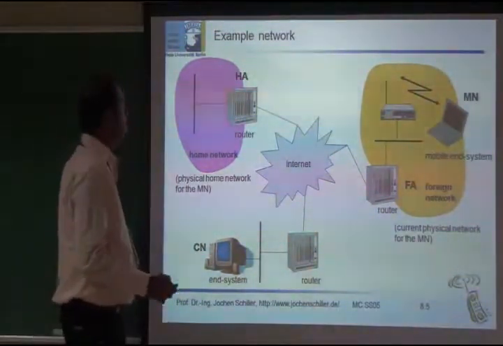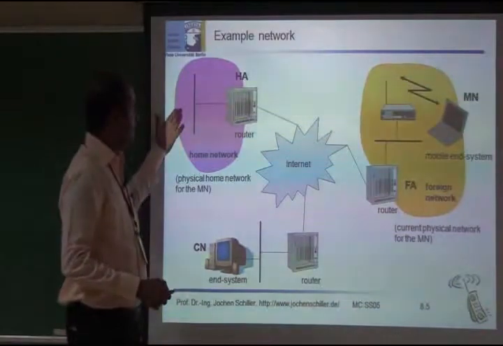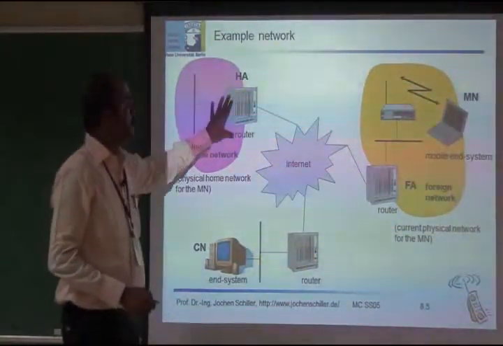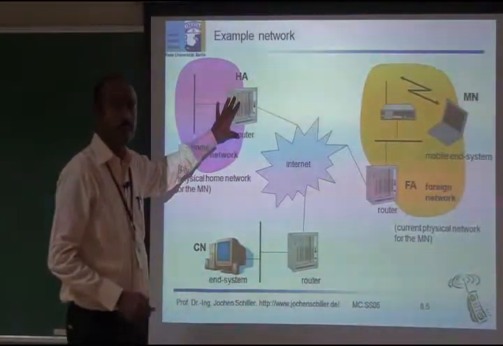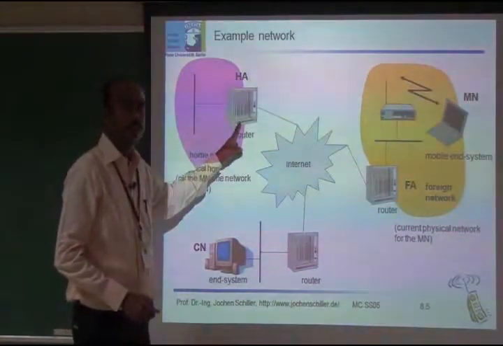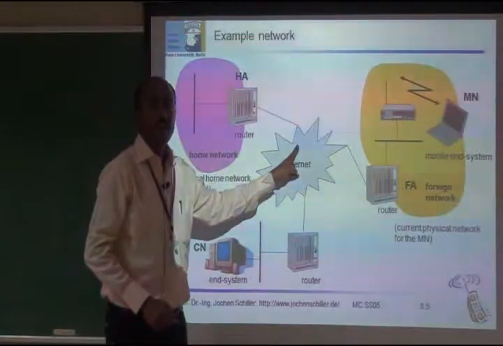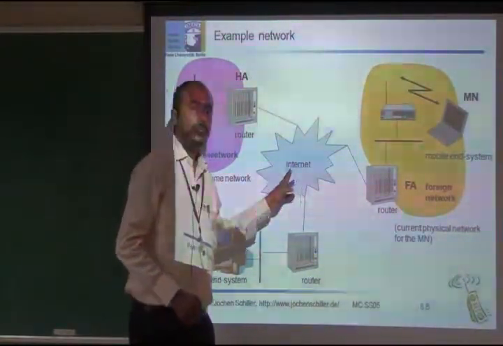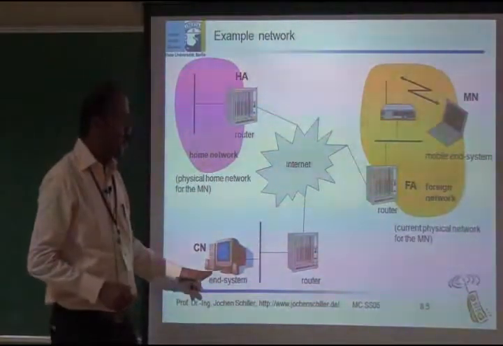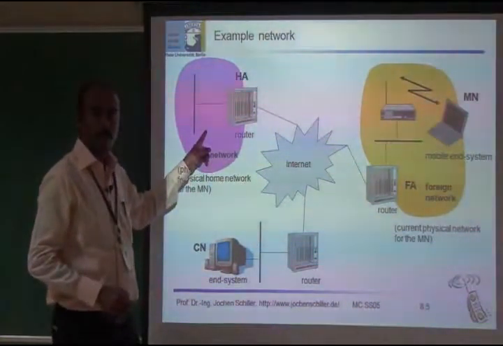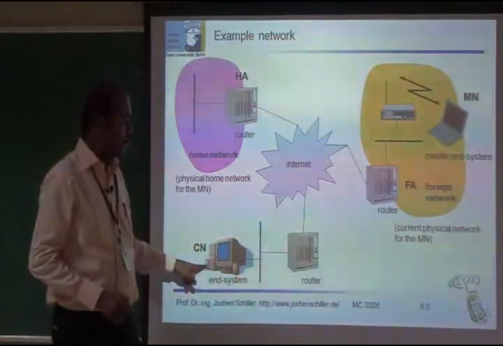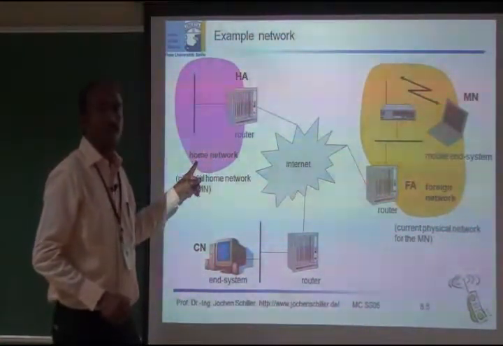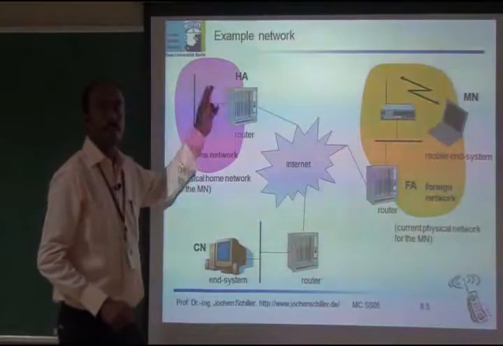So this is all about the example network. Here the mobile node is present in this home network. In the home network, this is a router. This router is called as home agent, and it transmits the data to the home agent, and the home agent will forward the data through the internet, right? Suppose the mobile node will transmit the data to the correspondent node. Suppose the correspondent node is present in the home network only, then the home agent will forward the data within this network.